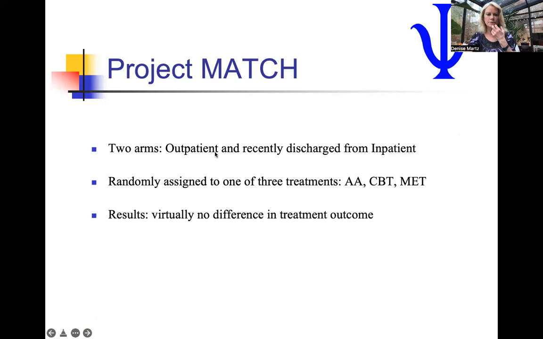They took these individuals who were either in outpatient treatment or discharged from inpatient, were now outpatient, and they randomly assigned them. And that's very important. So they either got assigned to AA, CBT, or the motivational interviewing arm. And what they found is, lo and behold, there was virtually no difference in the treatment outcome. Even though they were randomly assigned, some people got something they wouldn't have normally gone for. They all worked equally well.